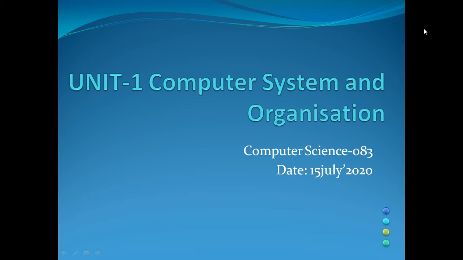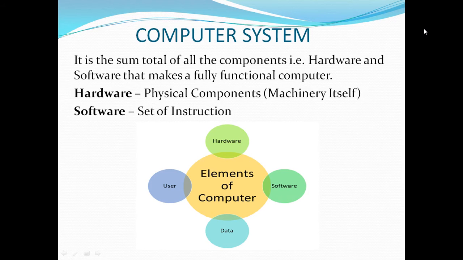So let's start with the first unit, which is computer system and organization. Every one of you knows what a computer is, what the components are, and how they work. But what actually is a computer system? When I say system, it means a combination of different components together to form a single unit, to work as a single unit to perform a specific task.